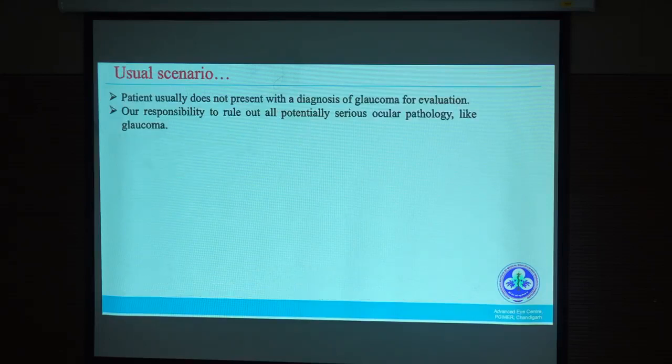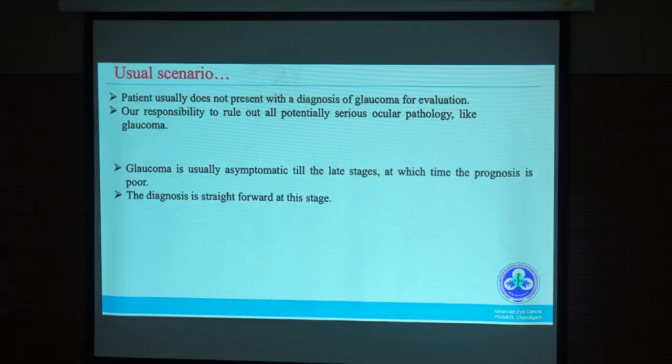Usually the patient does not present for evaluation of glaucoma, because the majority of primary open angle glaucoma as well as primary angle closure glaucoma, except the acute form, is asymptomatic. So it is your responsibility to rule out potentially serious ocular pathology like glaucoma. It is usually asymptomatic till the last stage, at which the prognosis is poor. That is the worst situation.